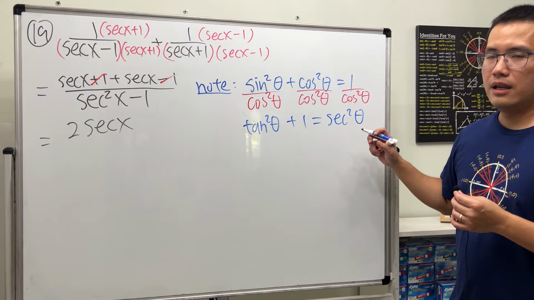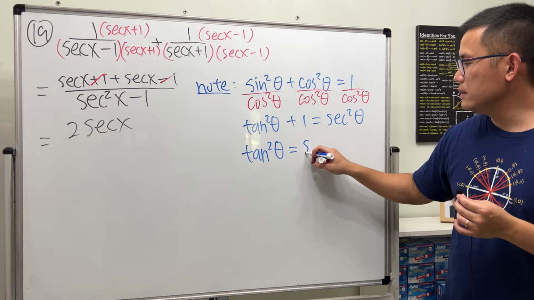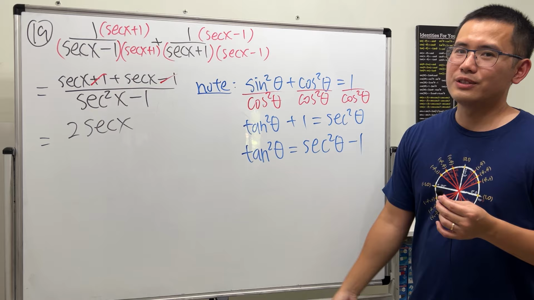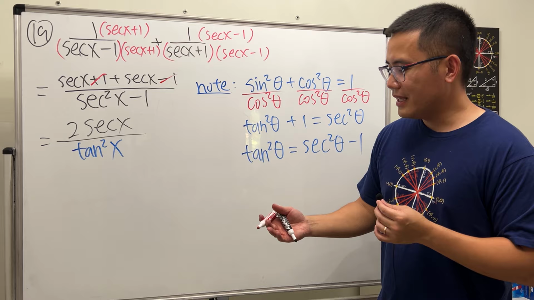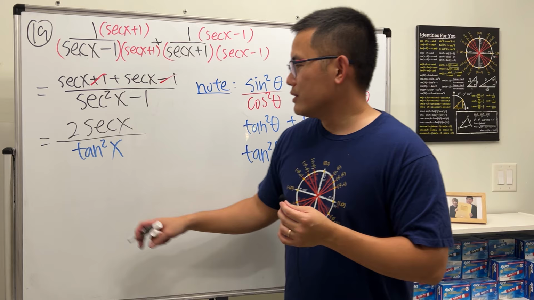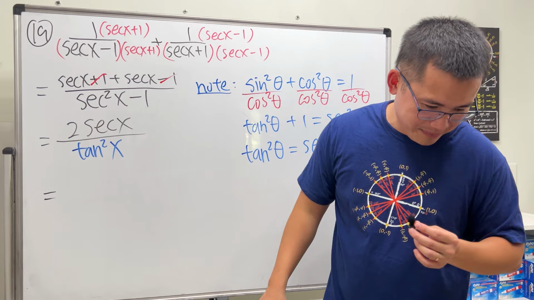Hey, this is almost the same as that. Don't worry. Move this to the right hand side, and we get tangent square theta equals secant squared theta minus 1. So the denominator is just tangent squared theta. So let's divide this by tangent square, and now here we are using x. Alright, now what do we do? I would suggest you guys just multiply. Let's just rewrite everything in terms of sine and cosine, because I think that's how I end up with the choices as well.